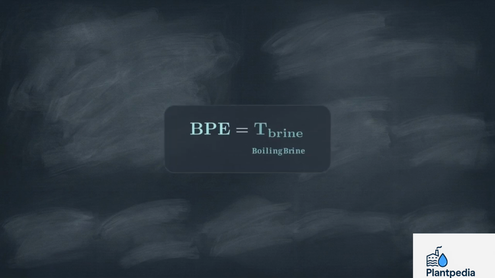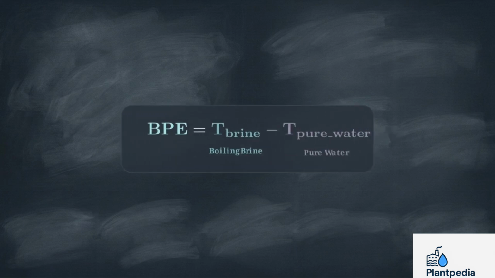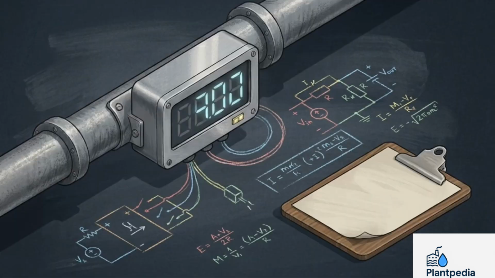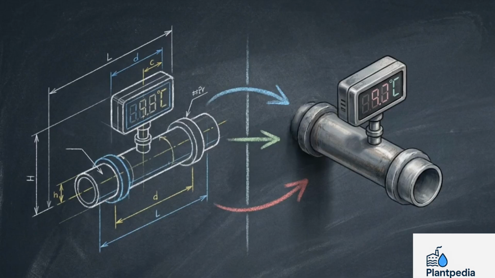BPE equals the temperature of your boiling brine minus the boiling temperature of pure water. Using live operational data for this equation prevents critical errors. It forces you to rely on the actual, real-time physical state of your plant, rather than theoretical design parameters.